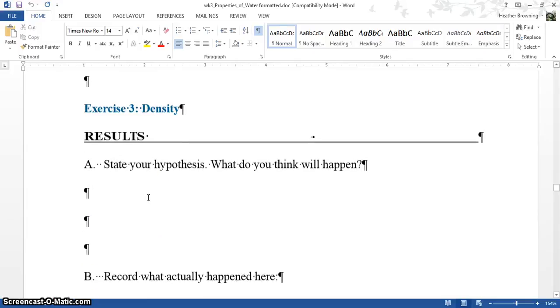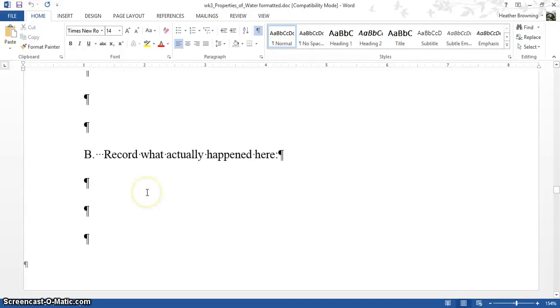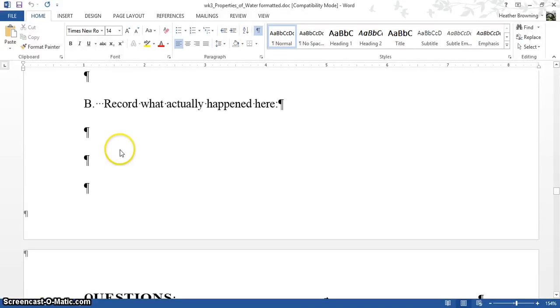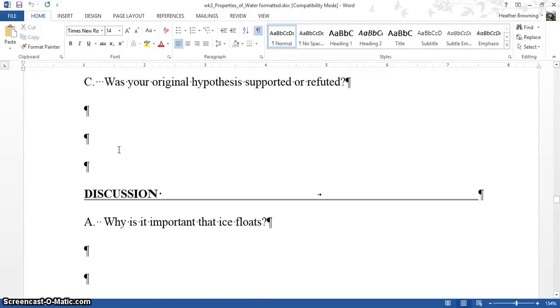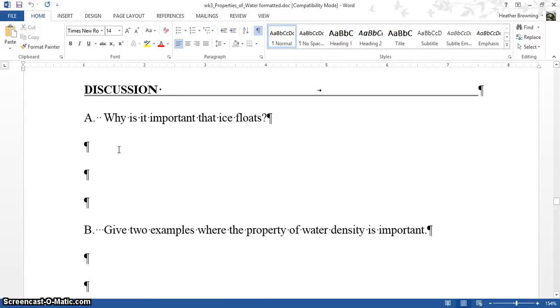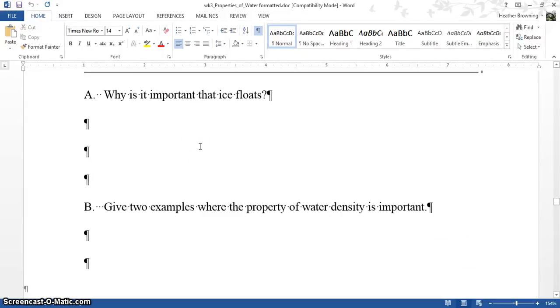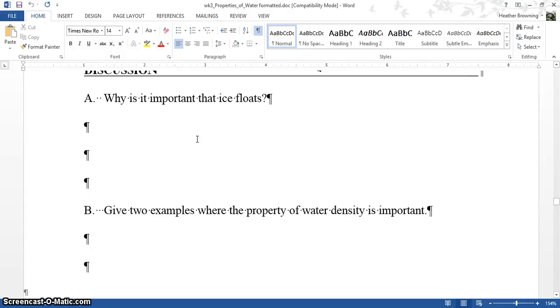Check your title. So then we're on to density. I scrolled everything up. Hypothesis. Record what happened. So what happened? What did you observe? How did outcome compare? Was the support refuted? Why is it important that ice floats? I think they talk about this a lot in the book too.